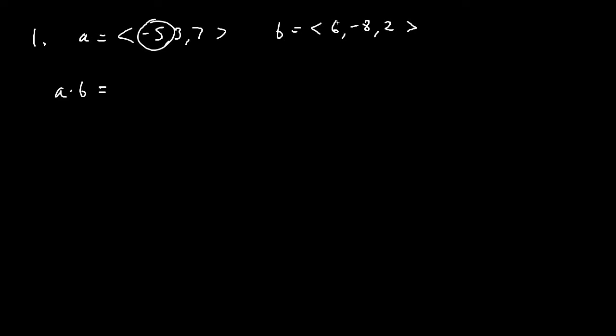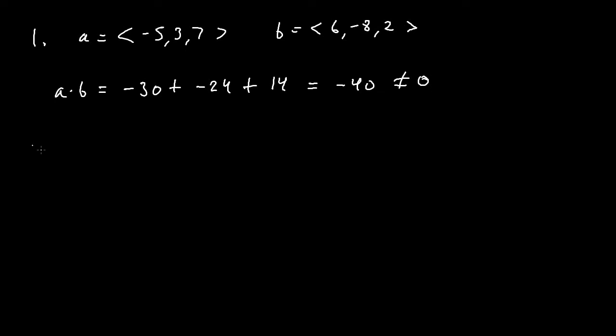So -5 times 6 gives us -30. And then we add the y components being multiplied, so 3 times -8, which is -24, and then plus 7 times 2, which is 14. And so that will give us a value of -40. So we know the dot product does not equal 0, so we know it cannot be perpendicular or orthogonal. So now we have to find what the angle actually is to see if it's parallel or if it's neither.